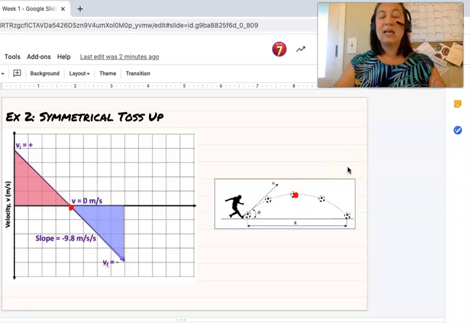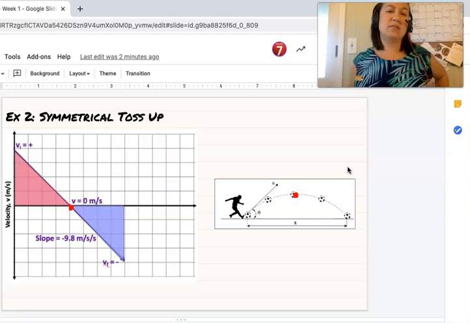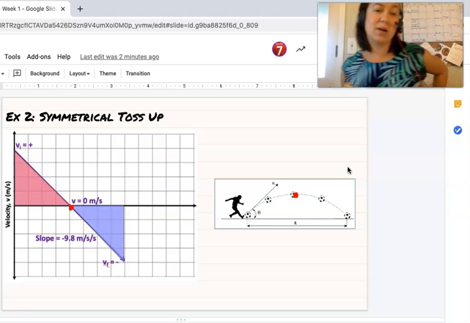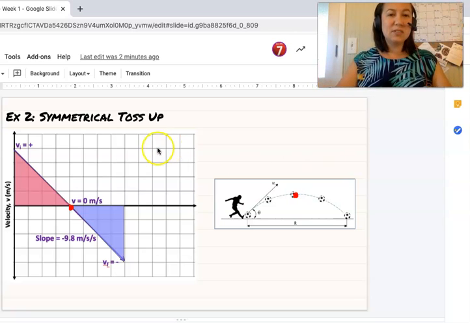Things to know. At the apex, the ball has no vertical velocity. It's no longer moving up and down. See how the velocity is 0 on the graph at that point in time? The symmetrical part is that, well, notice it took 4 seconds to get to the top, so it will also take 4 seconds to fall down.